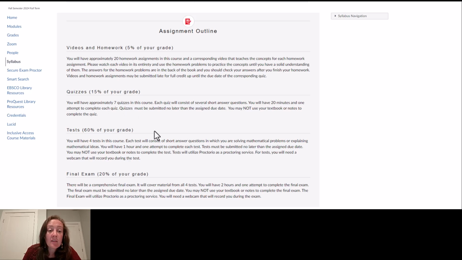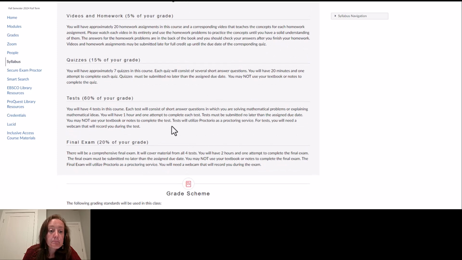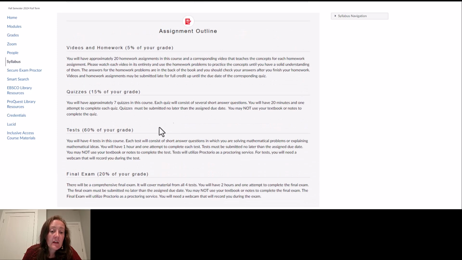And the quizzes and tests cannot be submitted late. So if you need a little bit of flexibility on your homework, that's fine. As long as you finish it by the due date of the corresponding quiz, you're fine. But quizzes and tests do need to be submitted on time. So there's 7 quizzes, which are in total worth 15% of your grade.